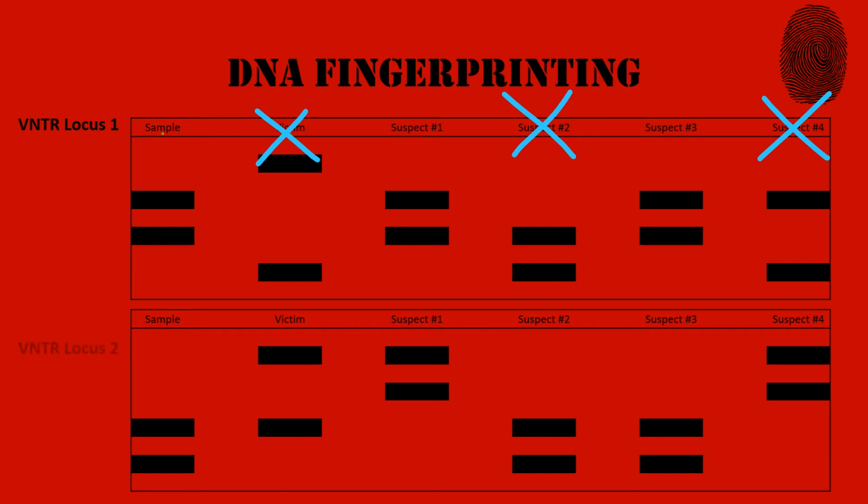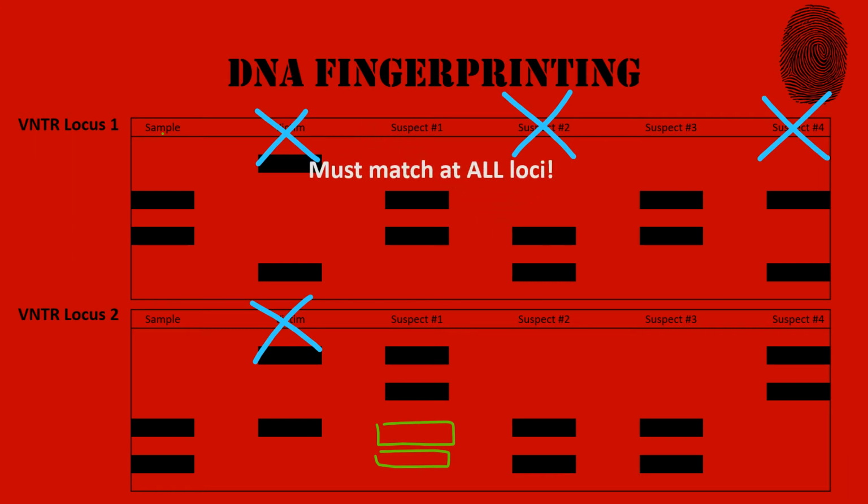However, they had to evaluate VNTR locus 2 on the bottom to be certain about which suspect was the killer. One of the victim's alleles matches our sample, but the other does not, so they can be ruled out again at this locus. Next, we see that suspect 1 does not have either of the sample alleles, and although they were a match at the first locus, a suspect must match the sample at all loci to be our perp, and therefore they can be ruled out.